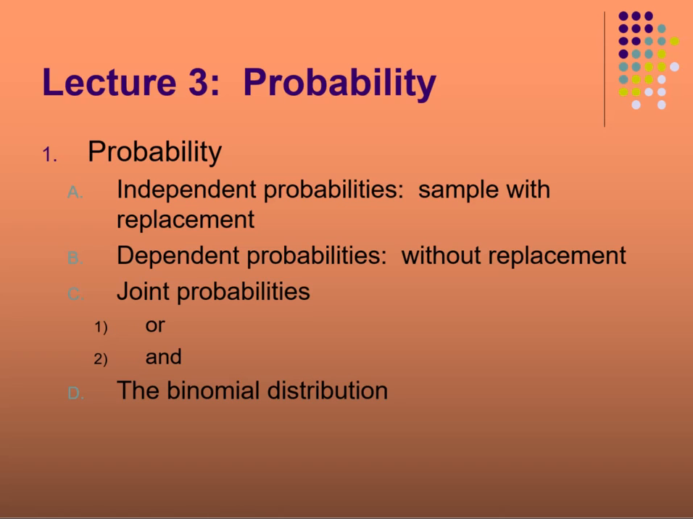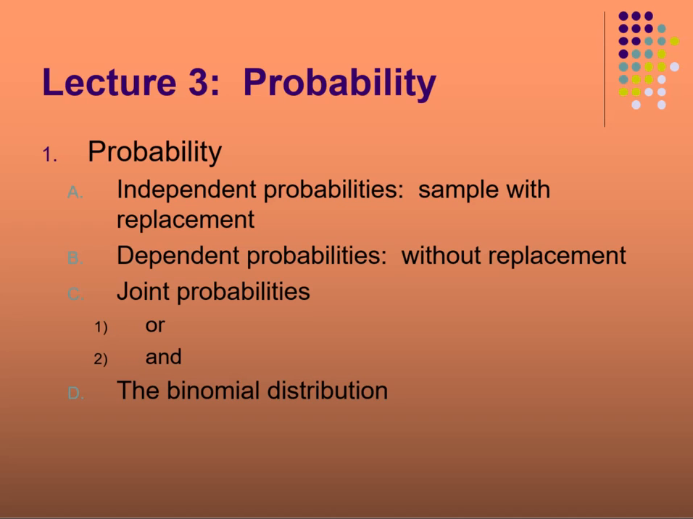Probabilities, first off we're going to talk about independent probabilities, which is sampling with replacement. Imagine rolling a die. If you roll a 2, you don't mop the 2 off the die. Then there's dependent probabilities, which is sampling without replacement. Think about playing cards. Once a card is dealt out, it's not put back in, so it changes the probabilities.